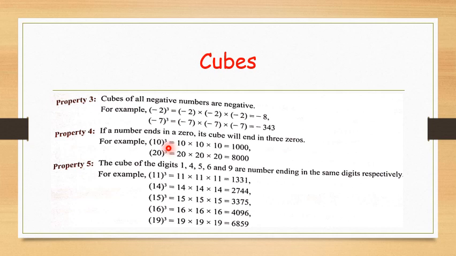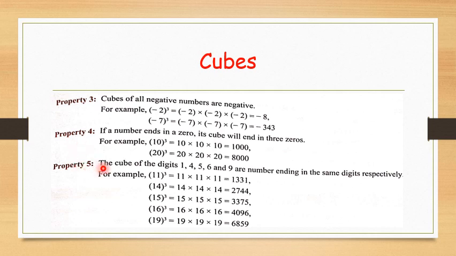If any number has 0s at its end, then on cubing it, you will see just 3 times as many zeros. Suppose we have 200, then what is the cube of 200? The cube of 200 is 8 with 0 0 0 0 0 0. Since 200 has 2 zeros, its cube has 6 zeros. Okay, you see? So this is property number 4.